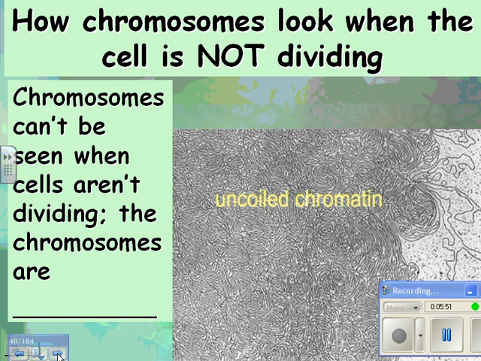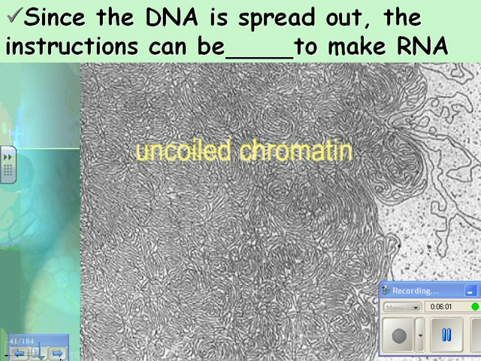When a cell is just hanging out doing the things cells do, it's all spread out. So the chromosomes are spread out, or decondensed. Since the DNA is spread out, the instructions can be read to make RNA. Your body is mainly made out of proteins, and the way you get your proteins is that DNA makes RNA, and RNA makes proteins.